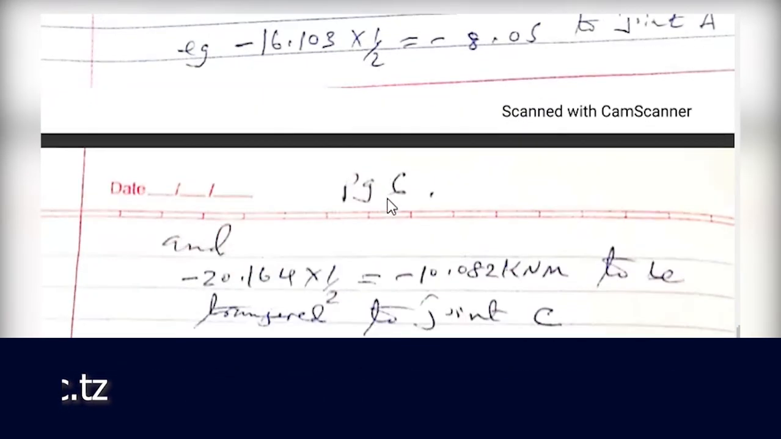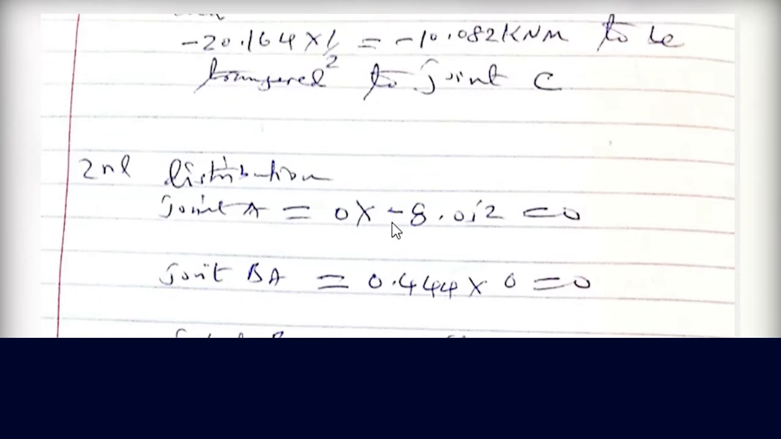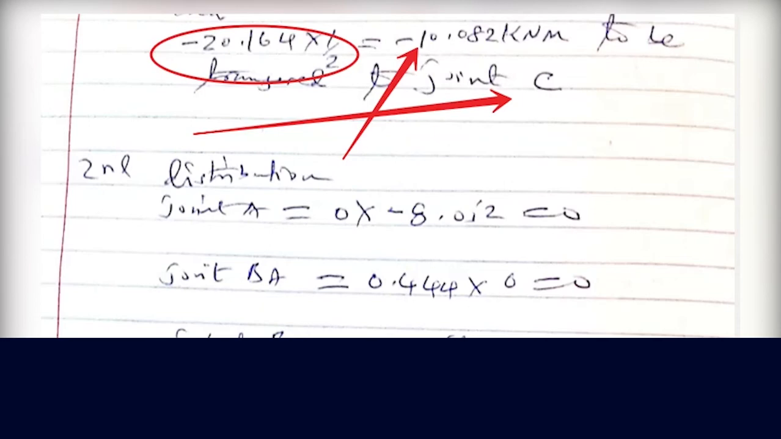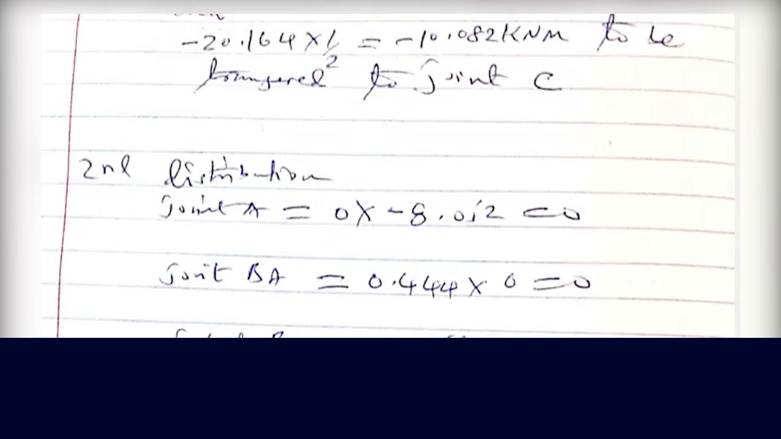Once you take the moment, about 20.164 times a half, the value should be equivalent to a negative 10.082 kilonewton to be transferred to joint C. Now it is said the carryover moment goes from joint B to joint C. Now upon distribution, what will be in our table?